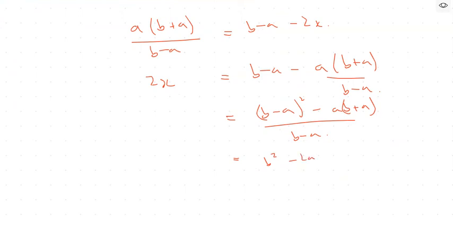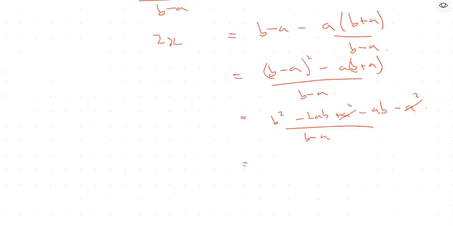b squared minus 2ab plus a squared minus ab minus a squared, and that's over b minus a. The a squareds cancel. Equals b. And then what have we got left? b minus 3a over b minus a. Sorry, and then that's 2x.